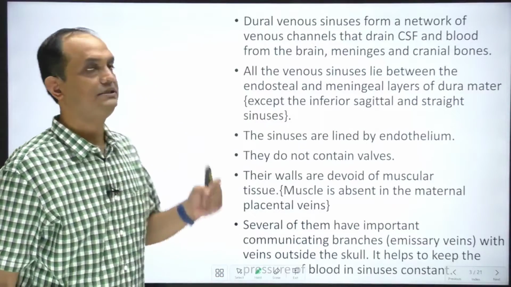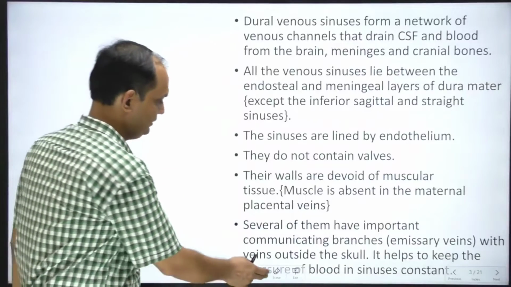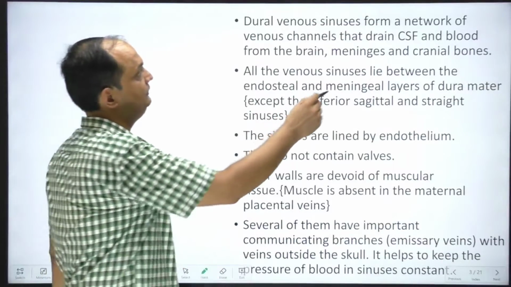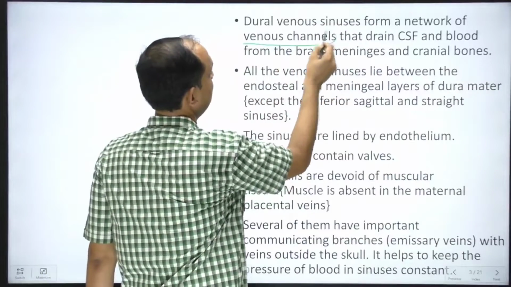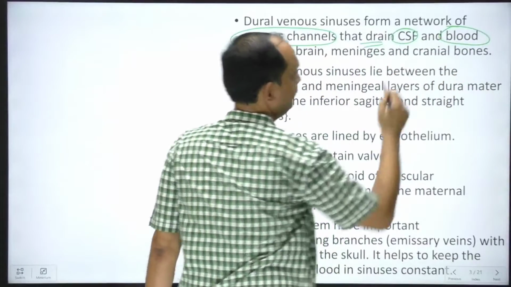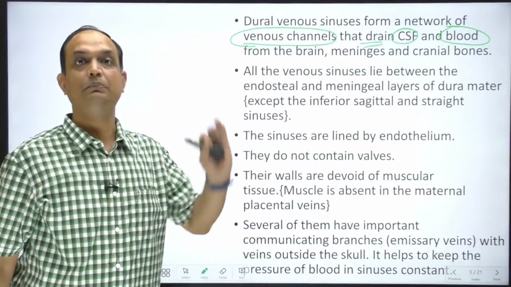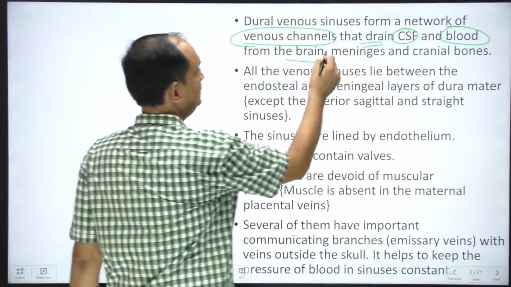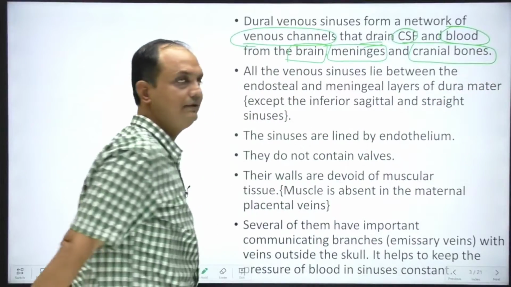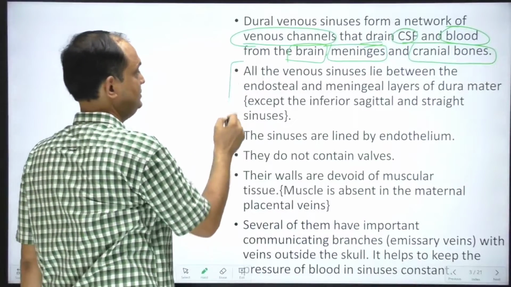Now what are the characteristic features of the dural venous sinuses? The first important thing is that the dural venous sinus is a network of venous channels that drains or collects the CSF and blood. What is the function of the dural venous sinus? It collects the CSF and blood coming from the brain, the venous blood of the meninges and the cranial bones. Clear? These venous sinuses lie between the endosteal and meningeal layers.